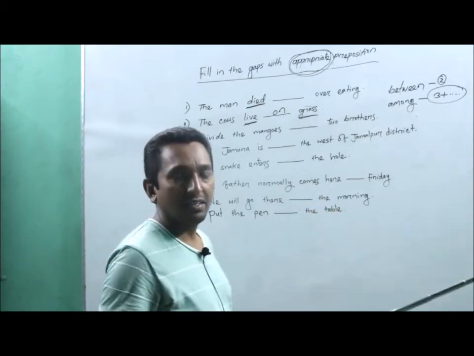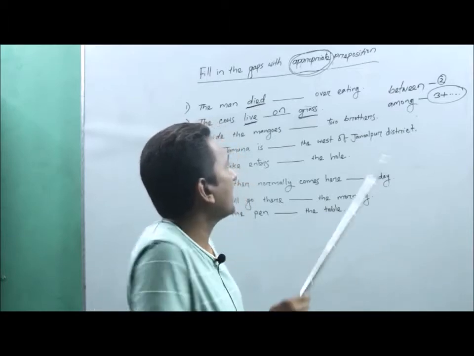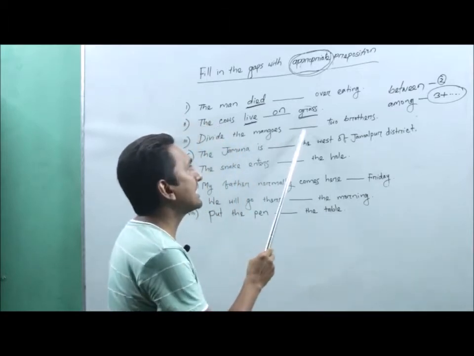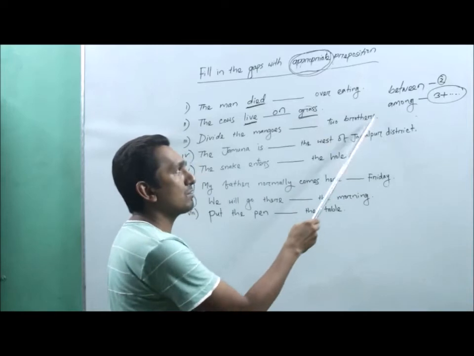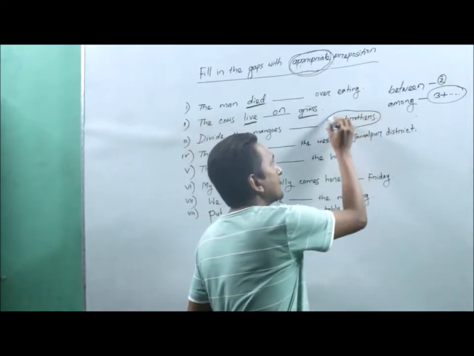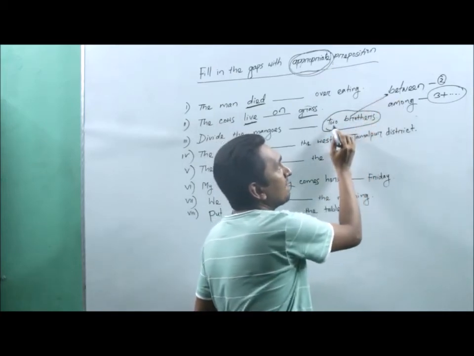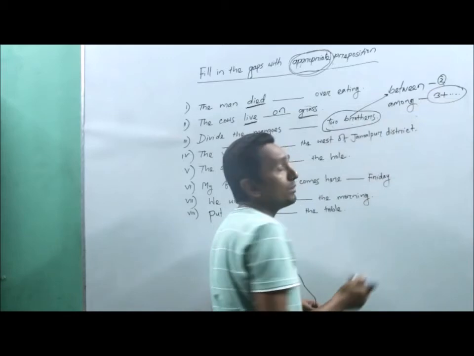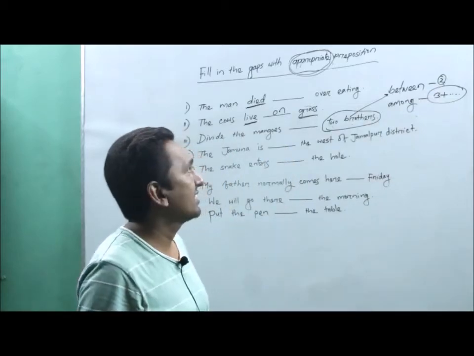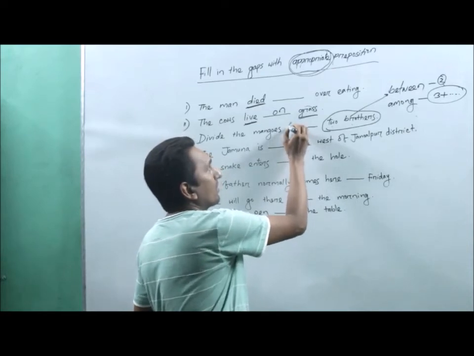I think you have understood well that here, divide the mangoes, there are two brothers. Two brothers here is so much important. It indicates between because there are 2 brothers, that means 2 indicates between. So between will be set up here, no doubt.